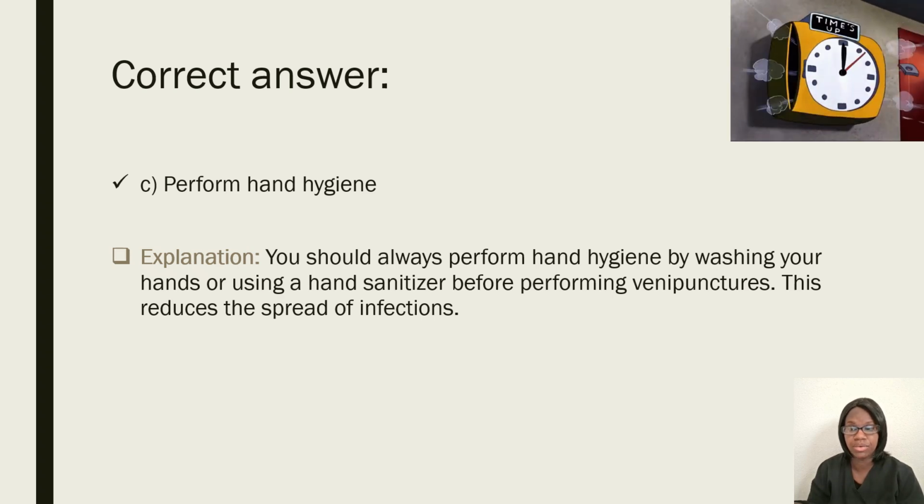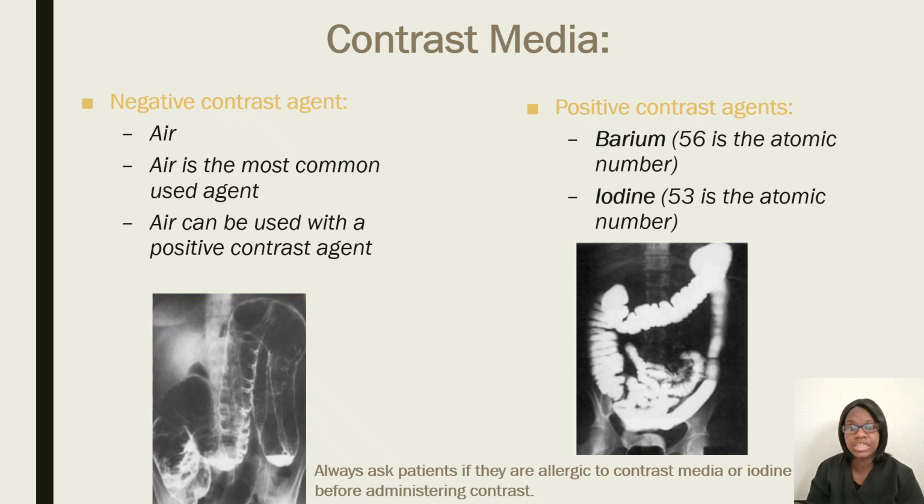All right, now back to the lesson. For contrast media, you have your negative contrast agent, which is air. Air is the most commonly used agent. Air can be used with a positive contrast agent. And then you have your positive contrast agents. You have barium, the atomic number is 56. You have iodine, the atomic number is 53.